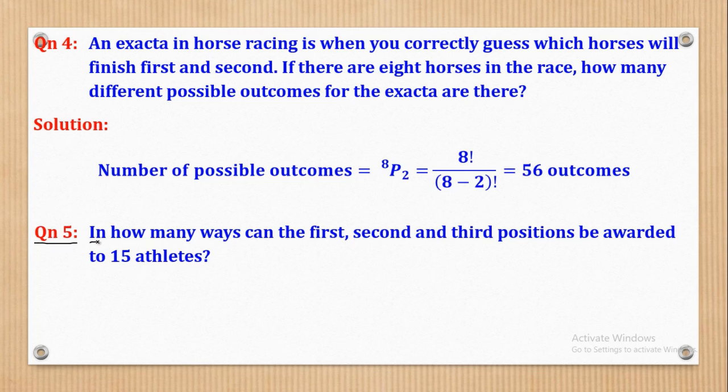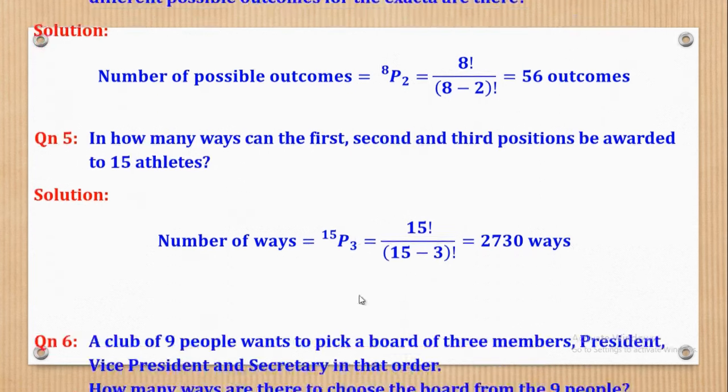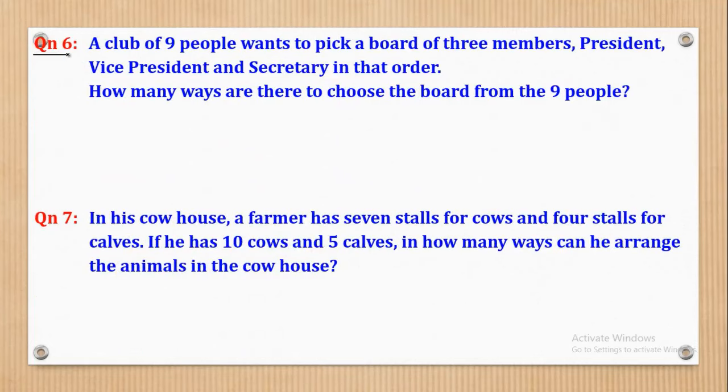Then question 5, in how many ways can the first, second, and third positions be awarded to 15 athletes? So out of 15, you need 3. Therefore, the number of ways will be 15 permutation 3. And this gives you this as the required number of ways. As simple as that. So that is how the permutation formula works. But let's go through a number of questions so that you can easily grasp the concept.